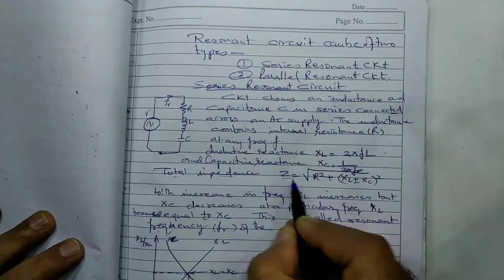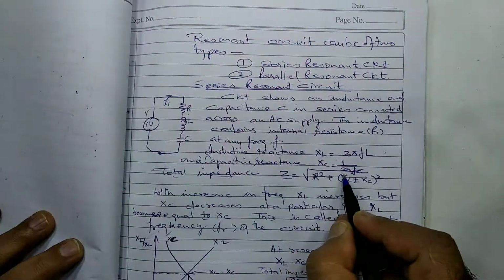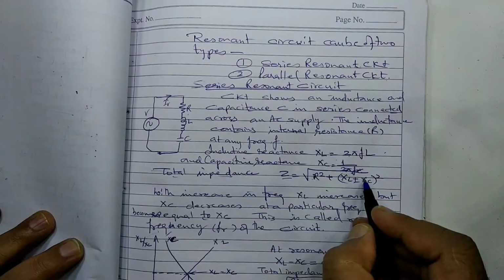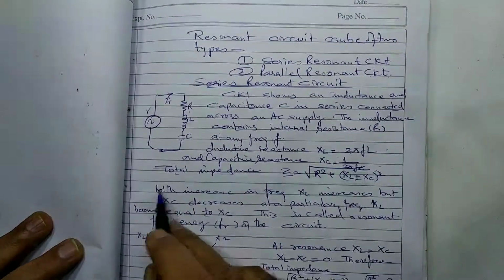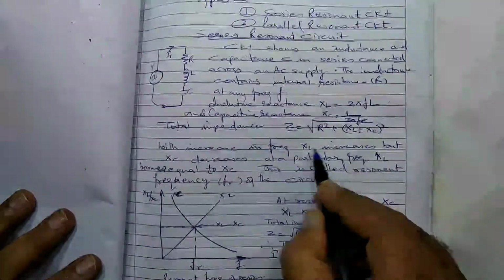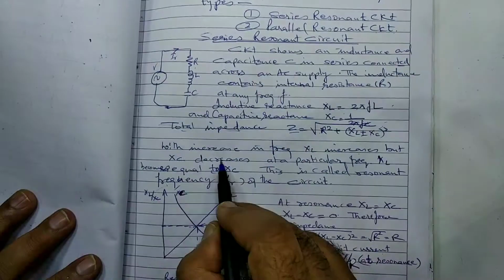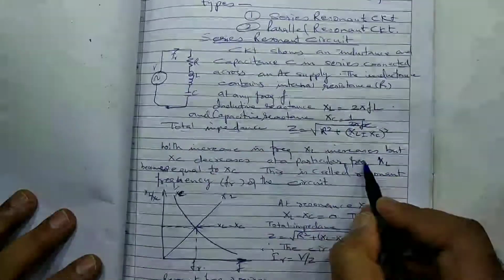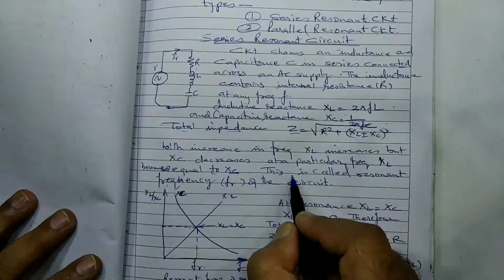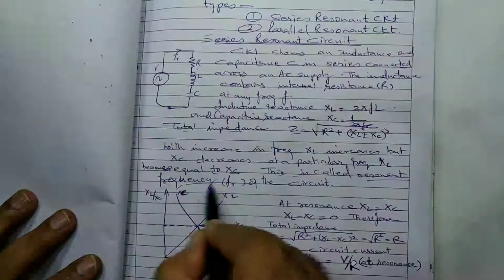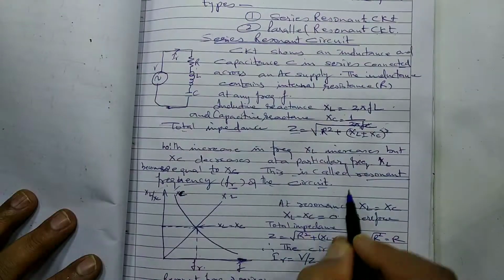Total impedance Z is equal to the square root of R square plus (XL plus or minus XC) whole square. With increase in frequency, XL increases but XC decreases. At a particular frequency, XL becomes equal to XC. This is called the resonant frequency FR of the circuit.